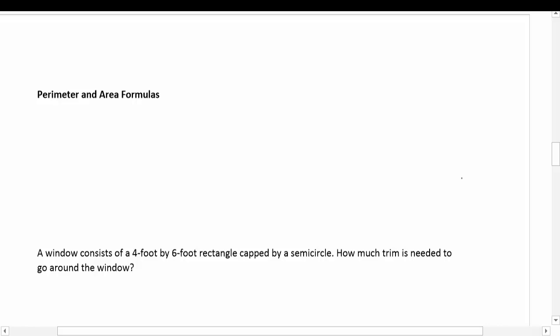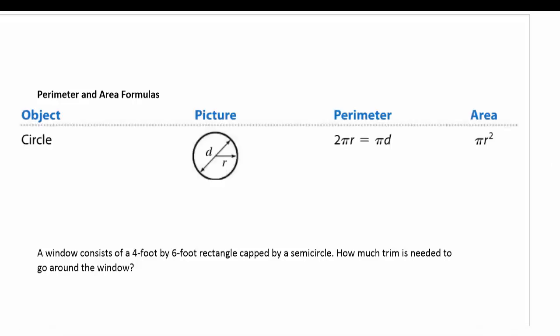Some common formulas that would be worth knowing. Let's start with the circle. The perimeter formula for a circle is the same as the circumference formula. So circumference is 2 pi times the radius. And the area formula for a circle is pi r squared.